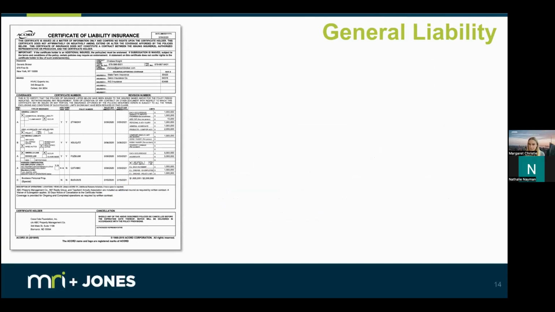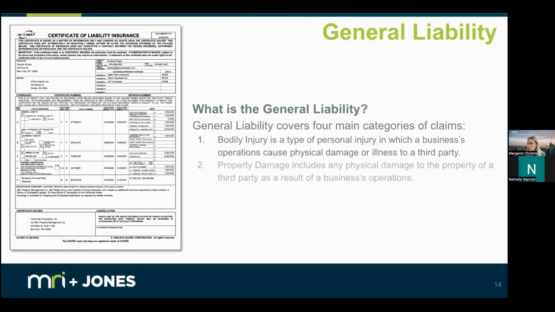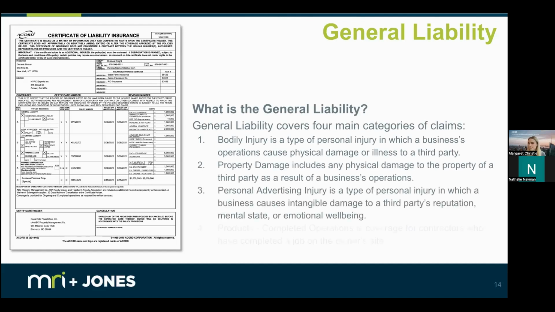The first thing that we're going to look at when actually reviewing the policies is general liability. This is at the top of our list here on the COI. It's the first policy we're going to be looking for. So what is general liability? General liability covers four main categories of claim: bodily injury, property damage, personal advertising injury, and products completed operation. The last one is usually the case of a requirement when you're doing something construction related. So bodily injury, pretty simple.